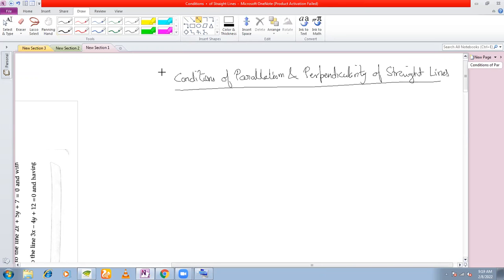Now suppose I give you two straight lines which are parallel to each other. I give you the slope of this as m1, and I give you the slope of this as m2. This is the condition of parallelism. First, we are discussing condition of parallelism.